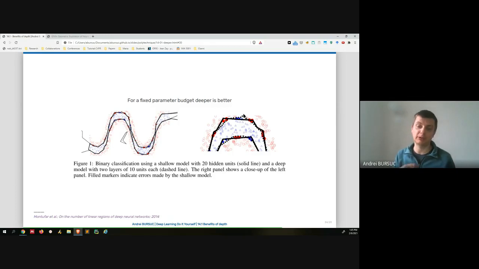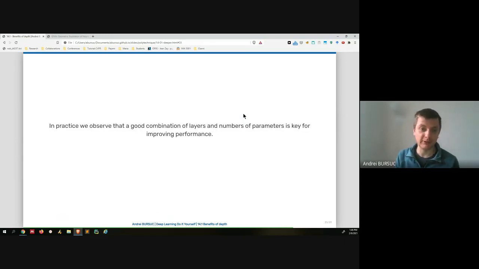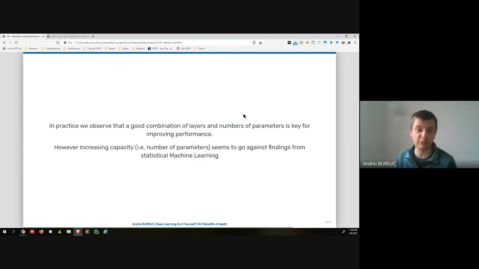So that's to say that the deeper the network, the more expressive it is, and in general, if you have to trade off, it's always a better idea to use the depth. However, if you have quite a lot of parameters, it's worth investing in depth as well. It's just that at some point, given that the network is sufficiently deep, it's worth investing in the width as well. So what we observe in practice is that a good combination of layers and number of parameters is key for improving performance.